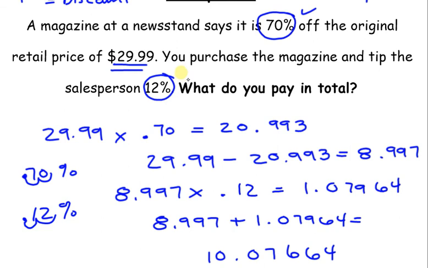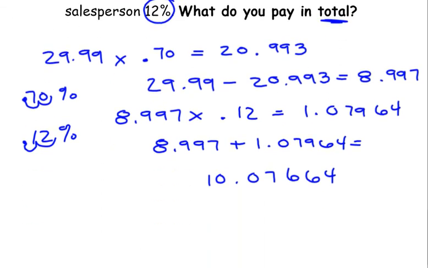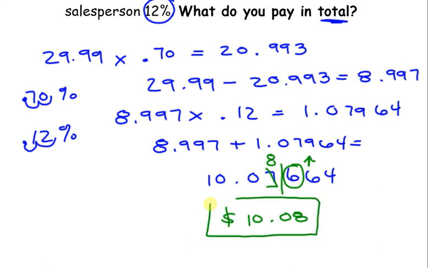Now, go back to our problem. We did the discount and we did the tip. What do we pay in total? Let's round it off. Here's our hundredths place. Here's our stick. Here's the number after. The 6 tells us to round up, so that 7 becomes an 8. So, what do you pay in total? $10.08 for your magazine, including discount and tip.